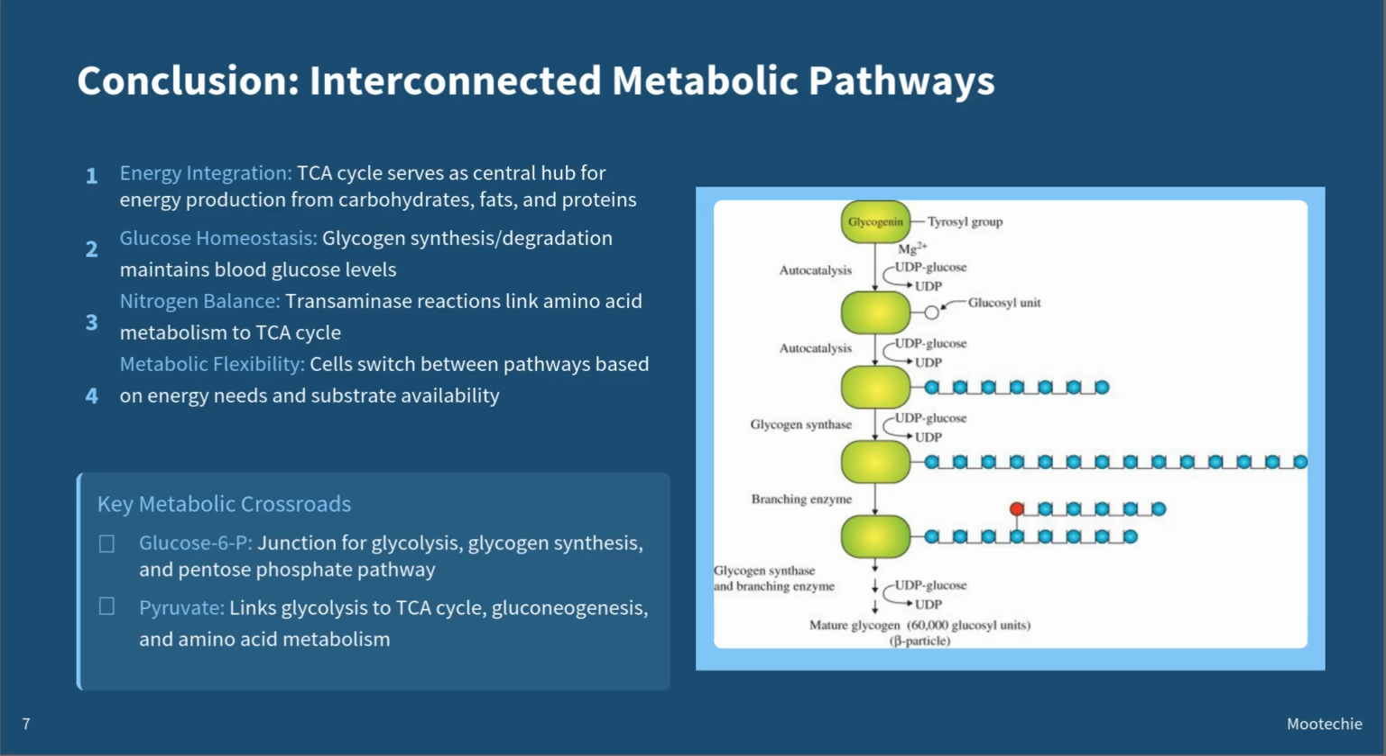The slide also features a diagram illustrating glycogen synthesis. It shows a glycogen primer with a tyrosine group and a magnesium ion. We see UDP glucose donating a glucosyl unit in an autocatalytic step. The enzyme glycogen synthase then extends the chain using UDP glucose. Finally, the branching enzyme creates the highly branched structure, resulting in a mature glycogen particle containing about 60,000 glucosyl units.